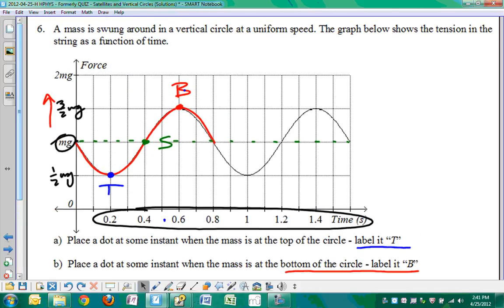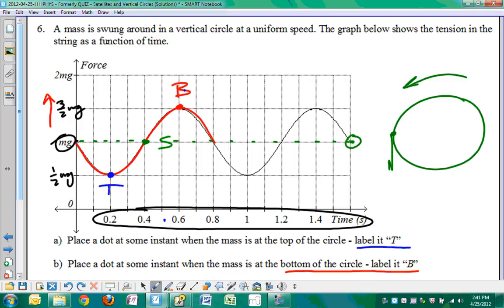I can show several different ways that the tension in the string is consistent with what we would expect the tension to be for a radius of a given amount. In other words, we can find the radius based on the information provided in this graph. What's really easy is the tension when it's on the side. This is the easiest way to approach this problem. Let's say it's swinging this way.